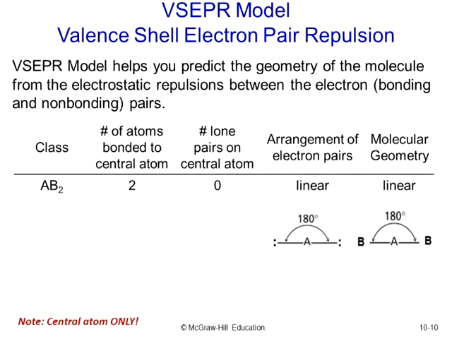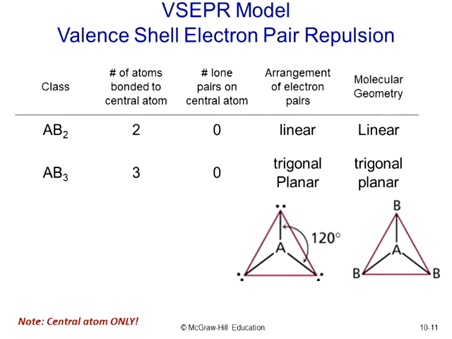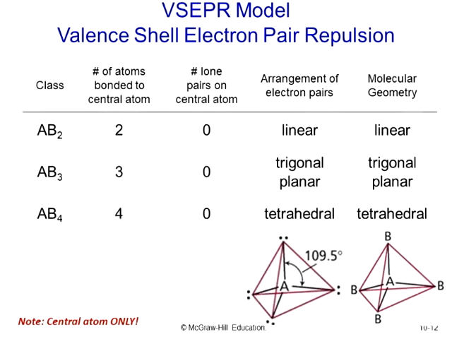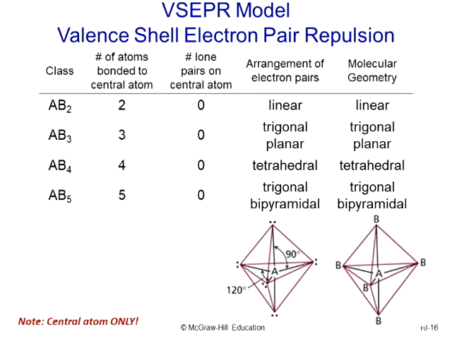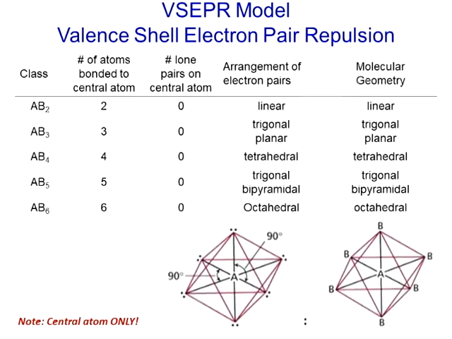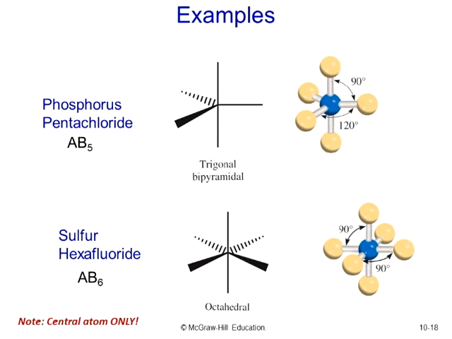We have linear geometry from an AB2. We have trigonal planar geometry from an AB3, and AB4 geometry gives us a tetrahedral shape, and AB5 gives us a trigonal bipyramidal shape, while an AB6 gives us an octahedral. The final molecular geometry will be influenced by whether or not the electron pair regions are filled with atoms or whether they are filled with a combination of atoms and electrons.